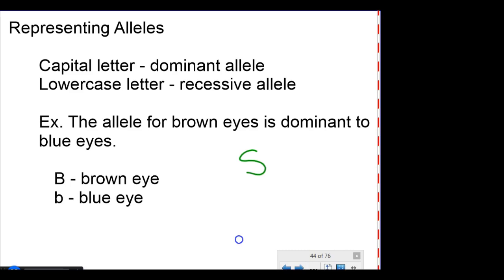Sometimes what I'll do is I'll print the dominant and I'll write the cursive for the recessive. So if it was a W, and just something like that. So there are ways to get around it.